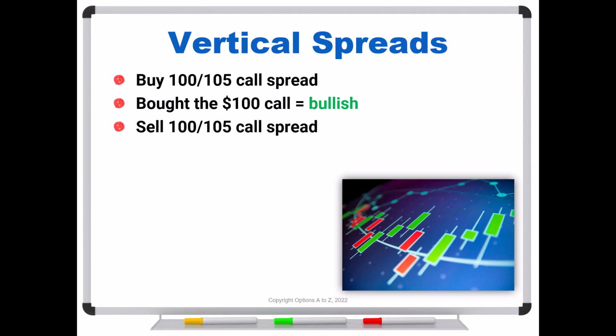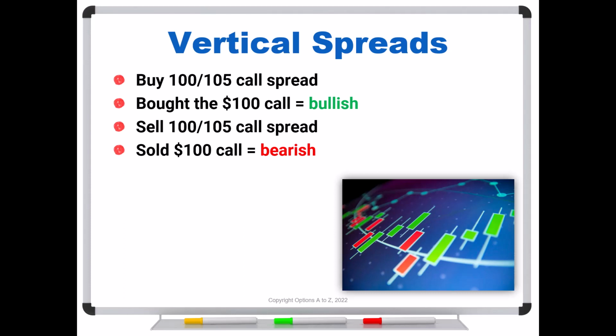Now, what if we sold the 100-105 call spread? Now it's just the opposite. If you sold the spread, it means it's a credit. The only way it could be a credit is you must have sold the more valuable strike. You must be short the 100 and long the 105. So now just ask yourself, what's your outlook if you sell a call? Well, if you've sold the $100 call, you're bearish. And so that means it must have a bearish outlook.